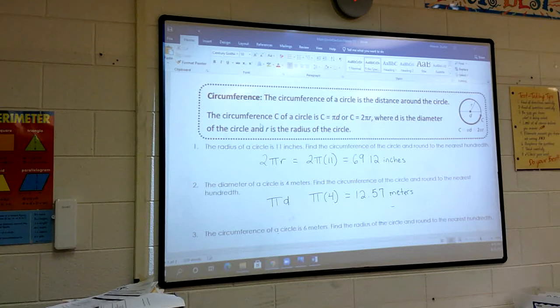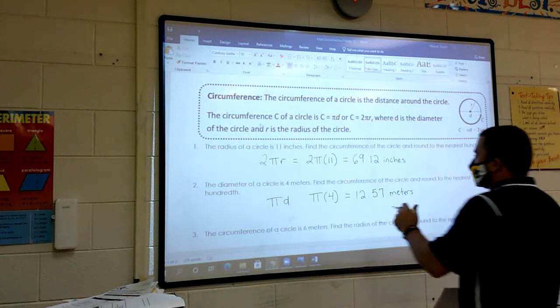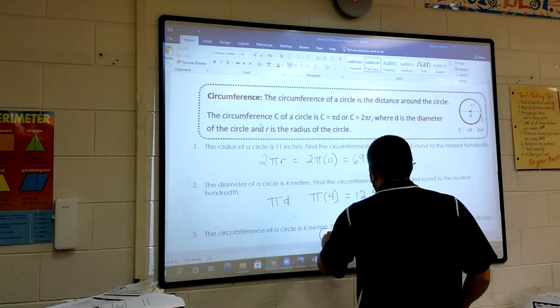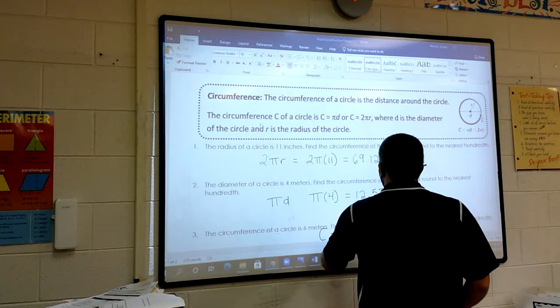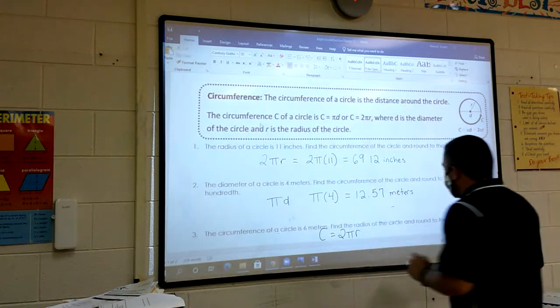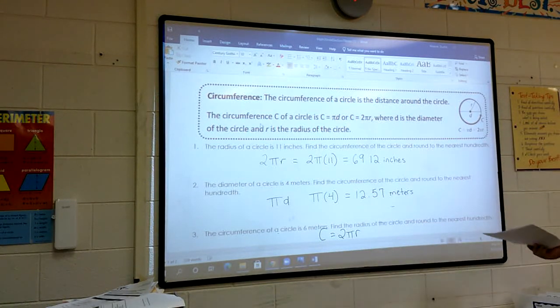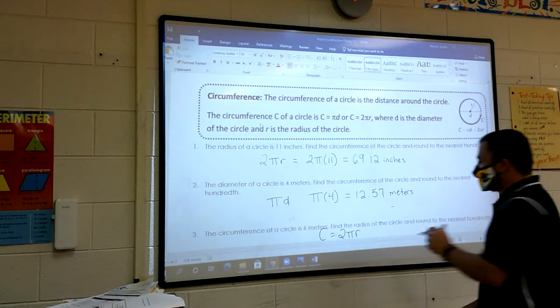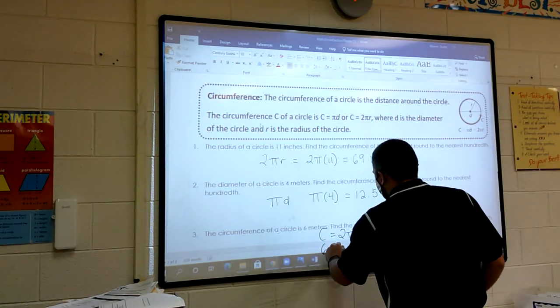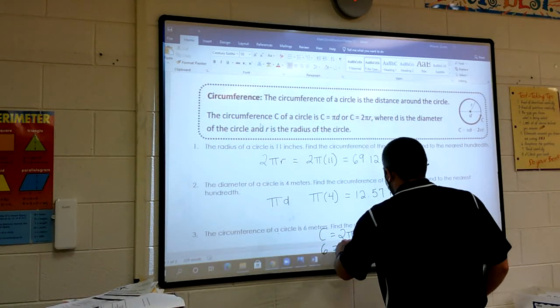Number 3, the circumference of a circle is 6 meters. Find the radius of the circle and round to the nearest hundredth. So in this case, you know circumference equals 2 pi r. And here, you know the circumference of the circle is 6. So 6 equals 2 pi r.